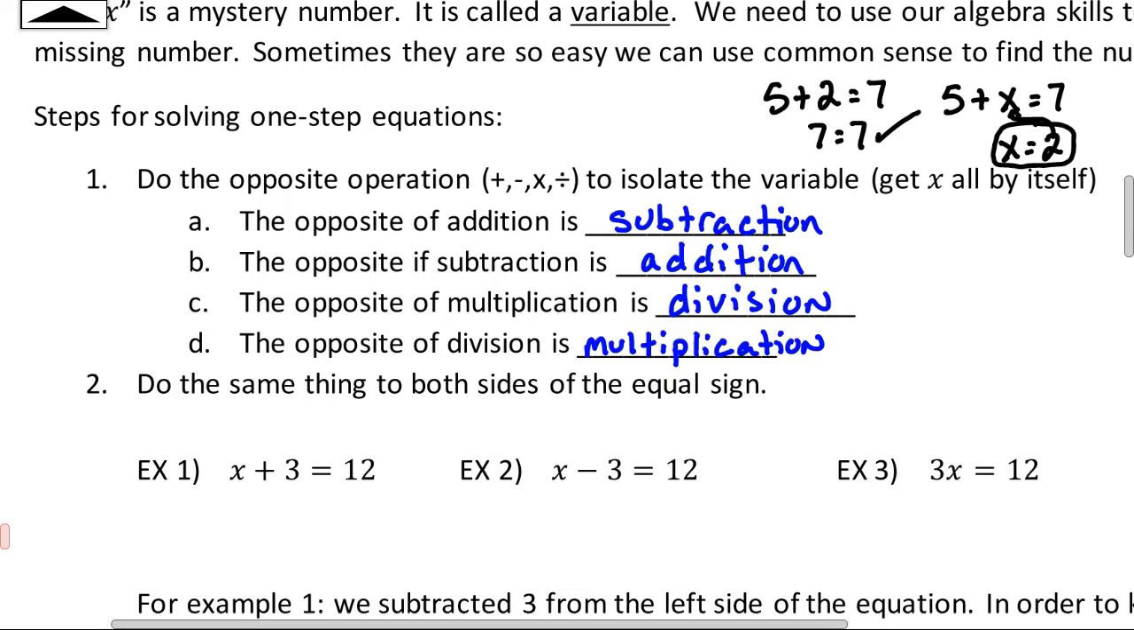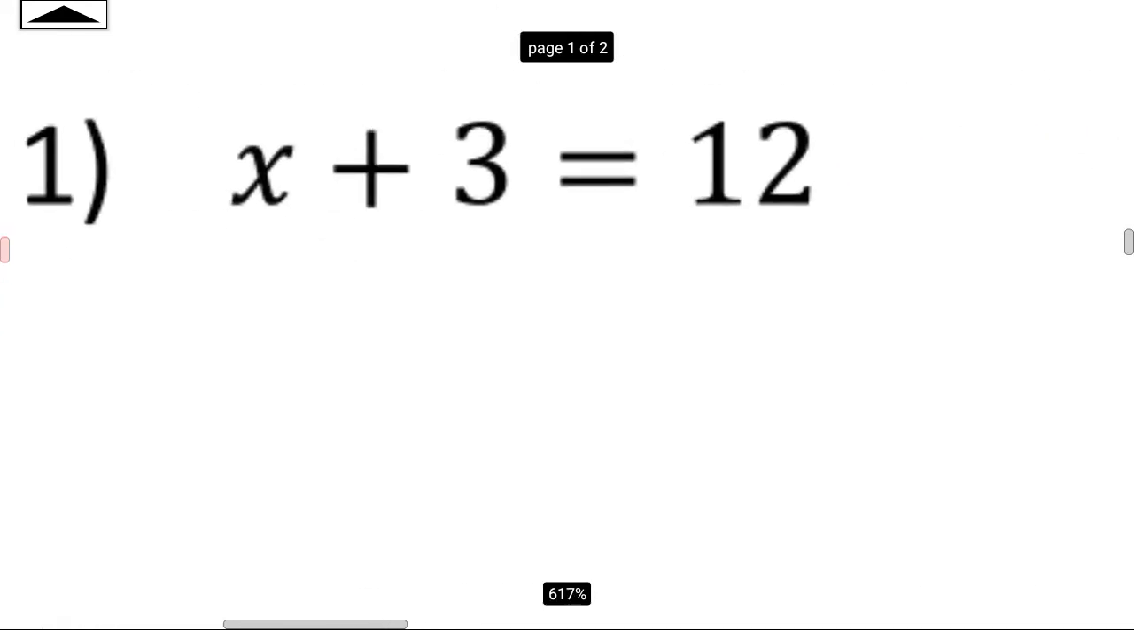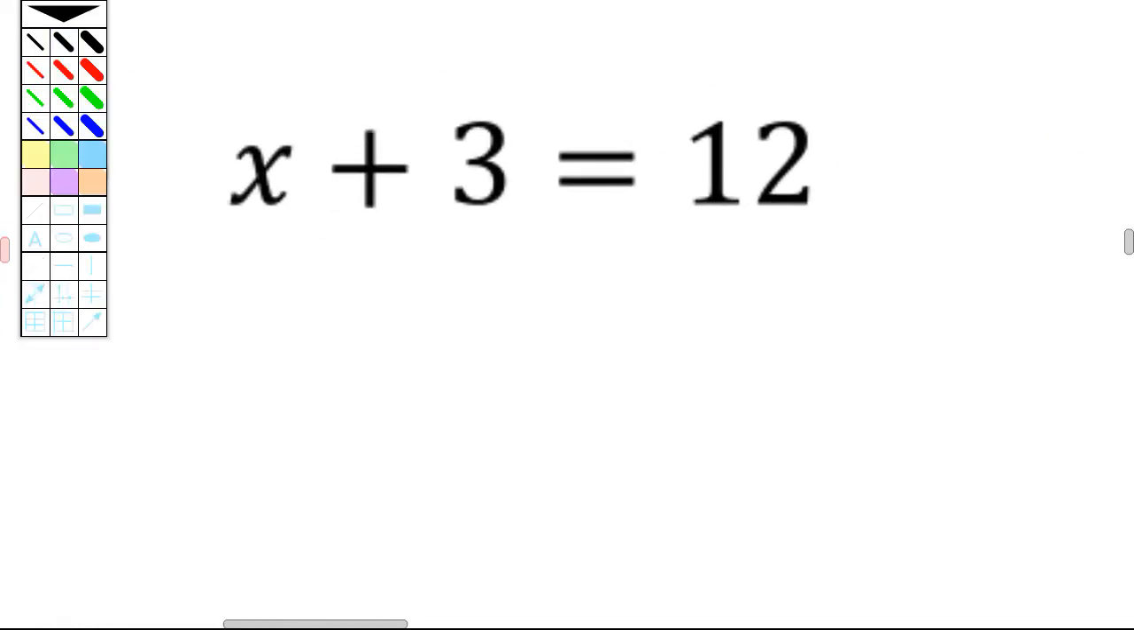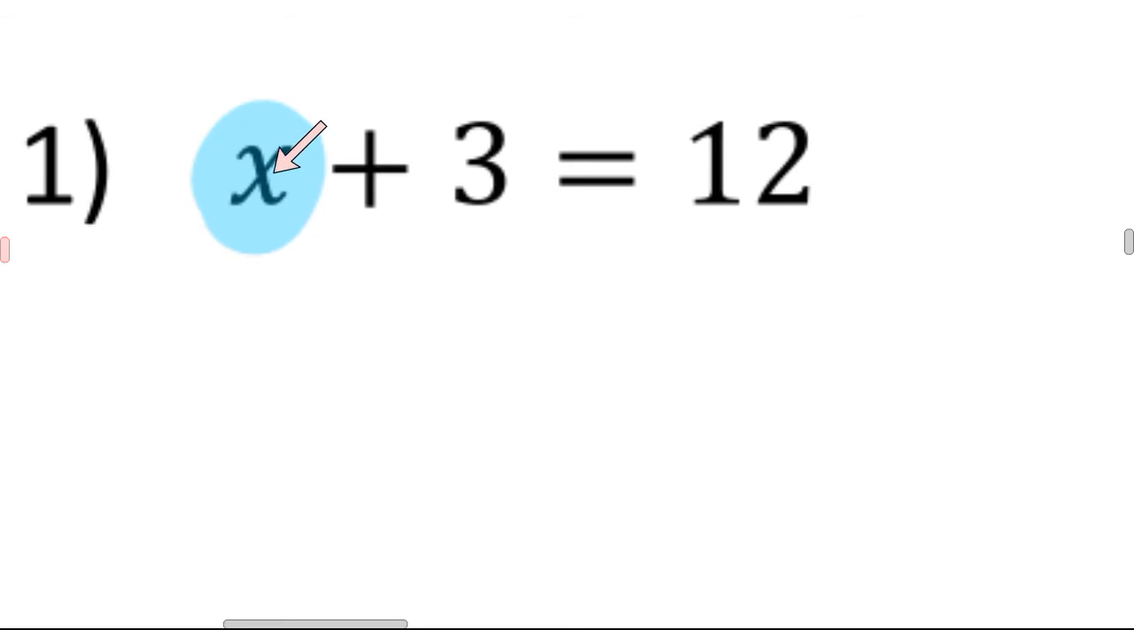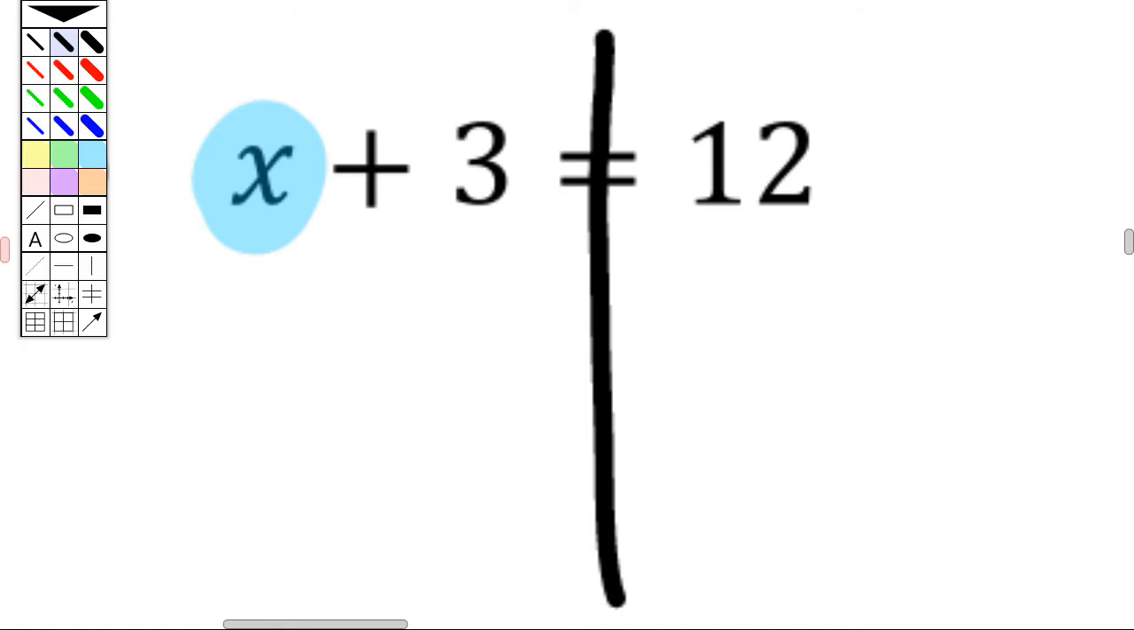The rule is that whatever we do to one side, we have to do to both sides. Okay, so it says do the opposite operation to isolate the variable, to get x all by itself. When we're solving an equation, we're trying to get that variable all by itself. So the question is, is he all by itself right now? Sometimes I draw a line through this so it's nice and neat. Is that x all by itself on the left side of the equation? Well, no. Well, who's over there that has to go?